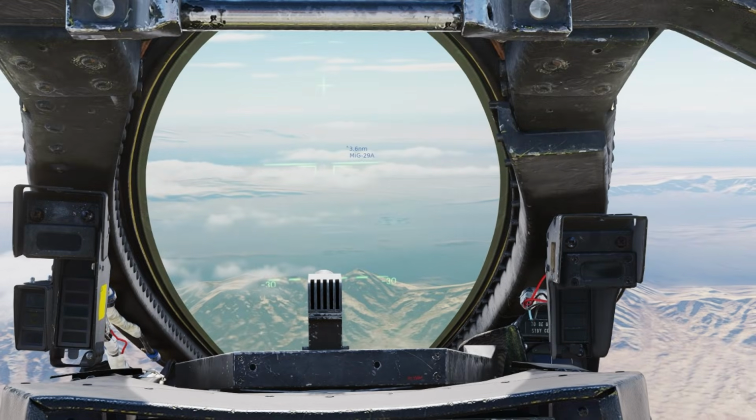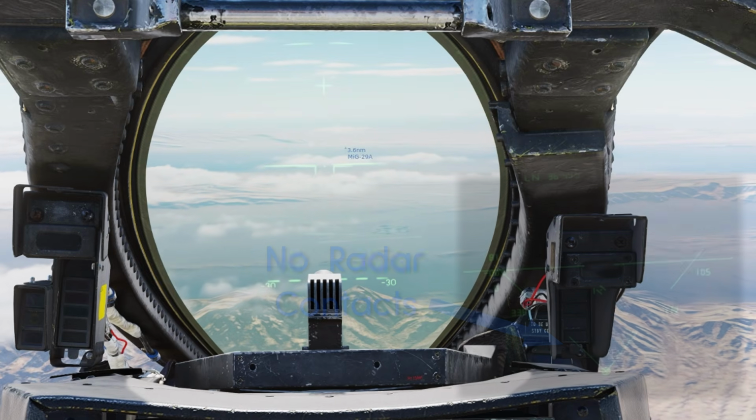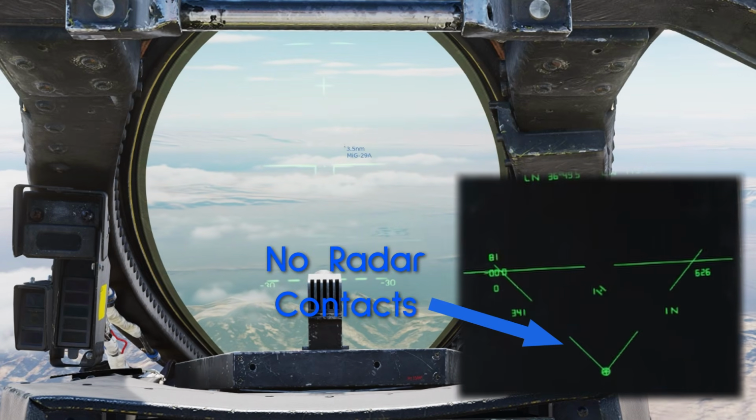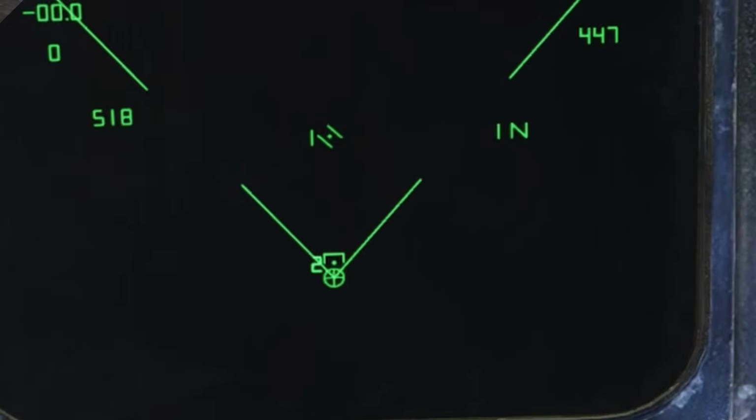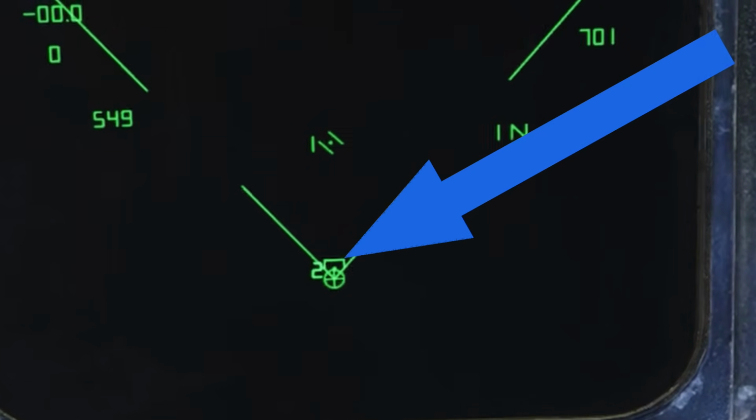Like with this fighter that's flying ahead of us at the same speed. Because it's flying at one of the blind speeds, it's getting filtered out of our radar display. But watch what happens once we accelerate. Now that we're significantly faster than the target, it shows up on our radar display.